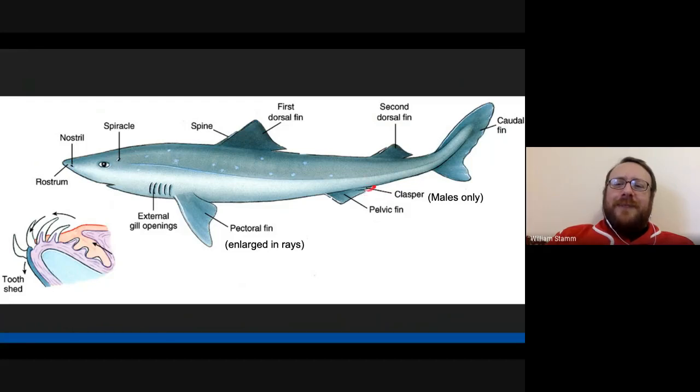Males are going to have claspers, these little things off the pelvic fin. Females will not have those. And there's the pectoral fin, which is really big and raised. Actually, it connects to the head. And then it has these external gill openings that lead to the gills.